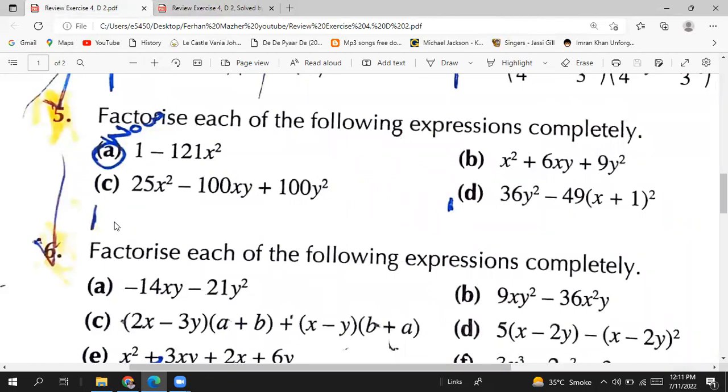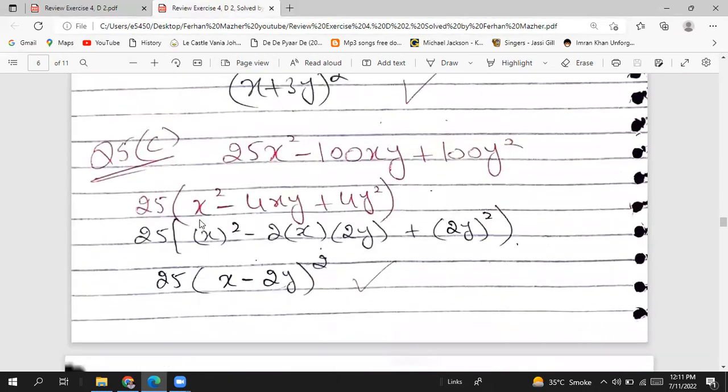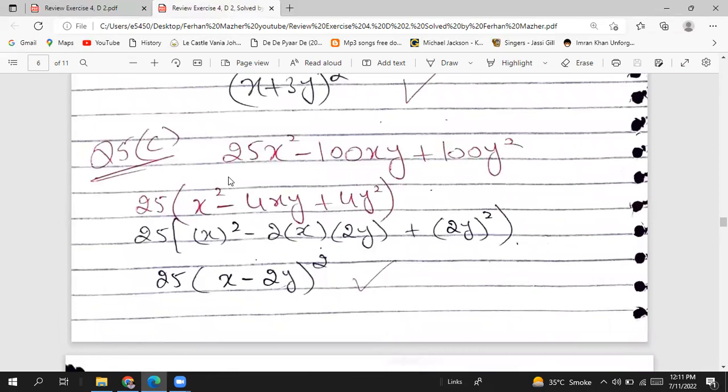Okay, so we have question number 5, it's the C part. And I have used the identity to solve it. First of all, you can see that 25 is common in them, so take the 25 out, and inside the bracket, you are left with x square minus 4xy plus 4y square.